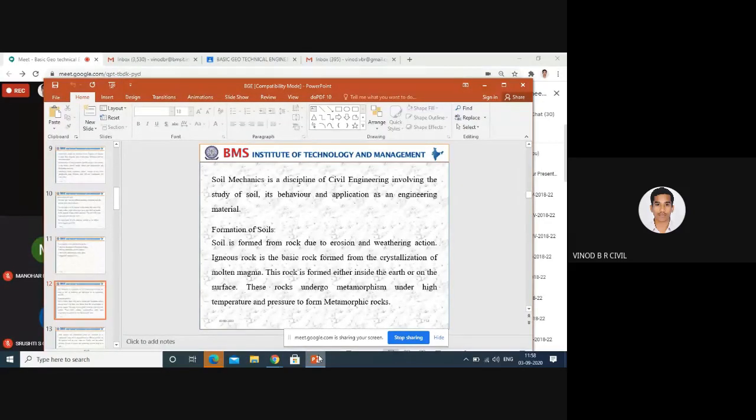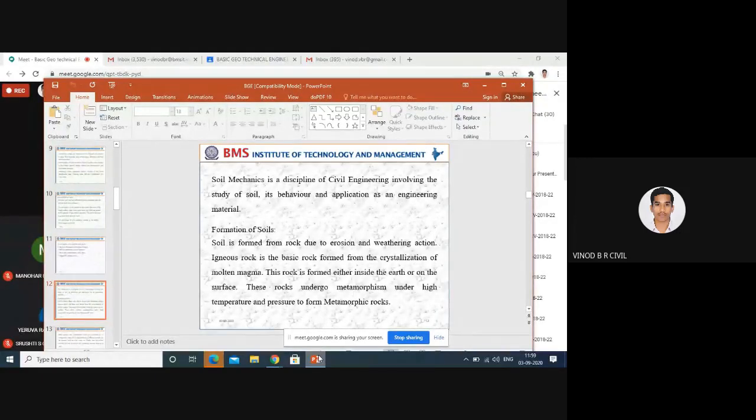And what is the formation? How can you get the formation of soil? Soil is formed from rock due to erosion. As we know, soil does not come directly from any other material. It is formed from rock due to erosion, weathering action, and so on. Erosion and movement cause transport from one place to another, and weathering action is nothing but climatic action.